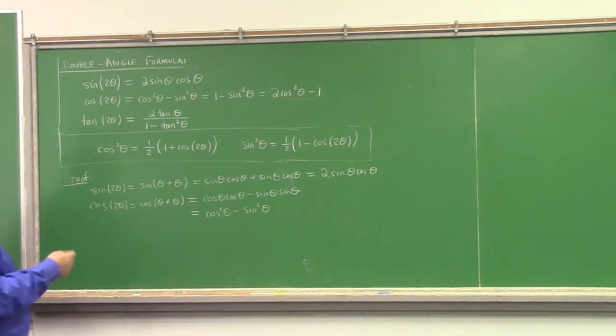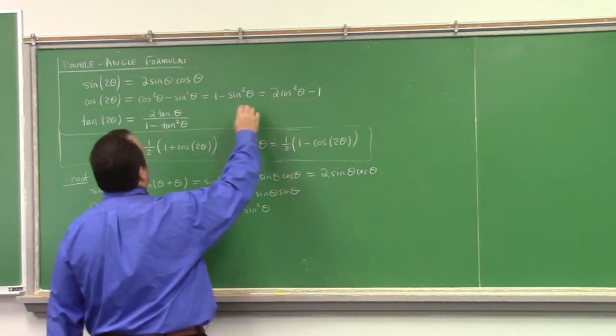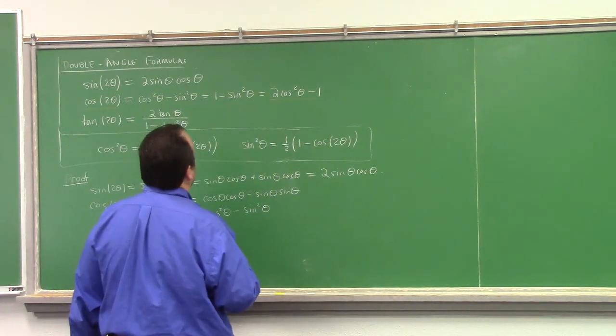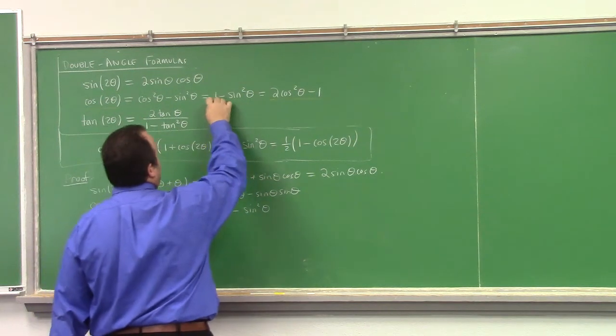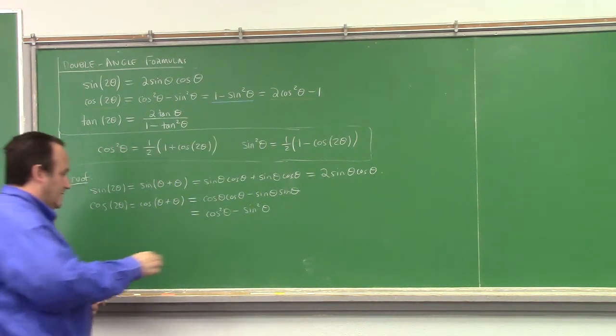Now, how do we get to the next thing that's claimed up here? How do you change that to, oh, I think I made a typo. Should this be 1 minus sine squared theta? Does that seem right to you? It actually doesn't seem right to me. Let me show you why.